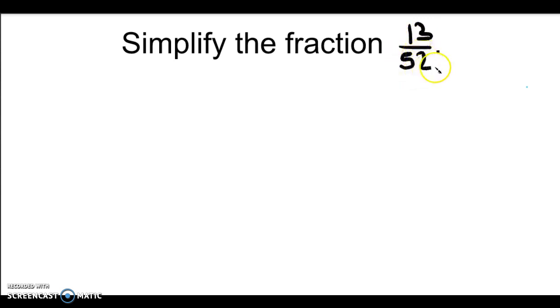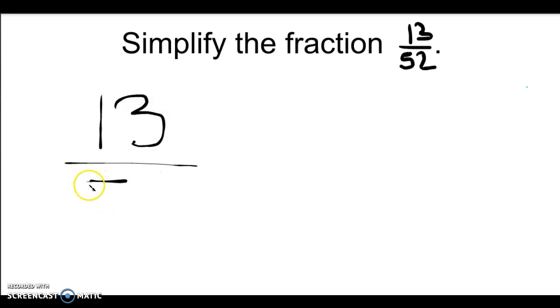13/50. Ooh, that's a big number, right? 13/50. Let's see if this number is written in simplest form. Okay, so our first instinct might be to look at this number and say, I can't do that in my head. I can't do that quickly. I'm just going to circle this as my answer and be done.